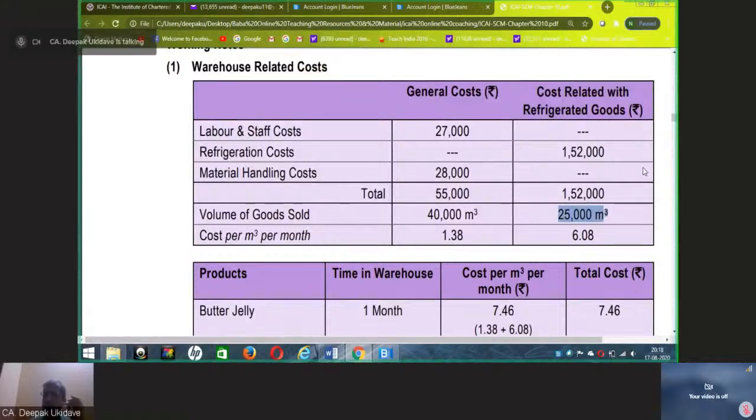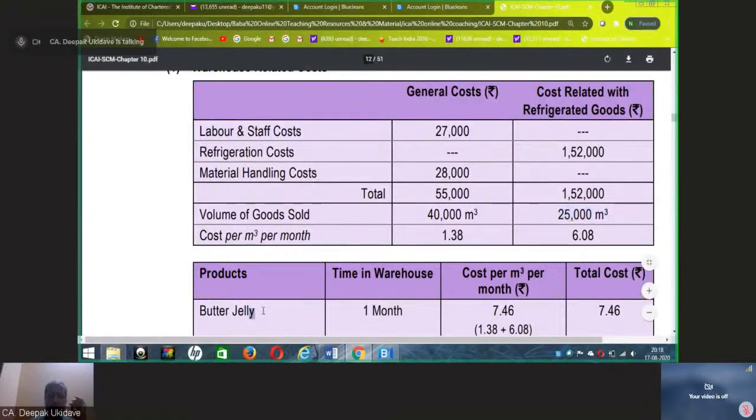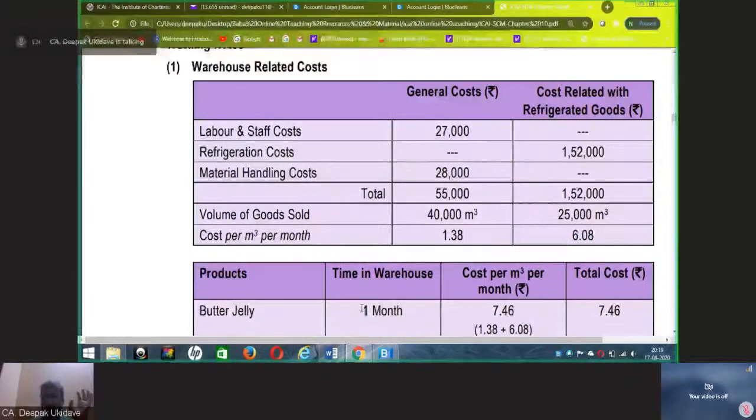So let's look at the cost implication now of each product. If you have understood, if you do the calculations, 55,000 divided by 40,000, it comes to 1.38. Do it on the calculator. 55,000 upon 40,000, you get 1.38. Similarly, do 1,52,000 divided by 25,000. You get 6.08. This is again per unit, per metric cube, per month. Now we multiply this by the number of metric cubes of respective products. That is also given to you.